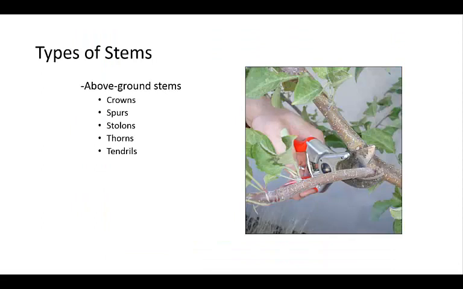So there are various types of stems. There's above ground stems, which includes many different types: crowns, spurs, stolons, thorns, tendrils. And then there's below ground stems, which includes tubers, rhizomes, bulbs, and corms. So we're going to talk about a few of these in a little bit more detail and explain what those are.